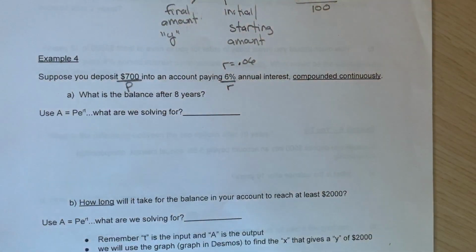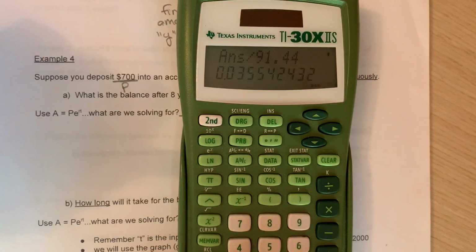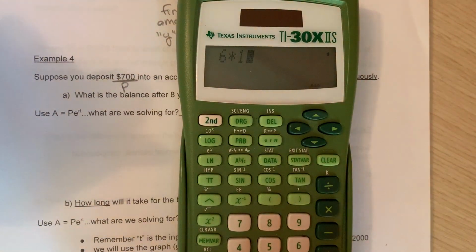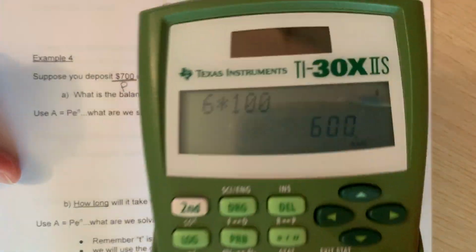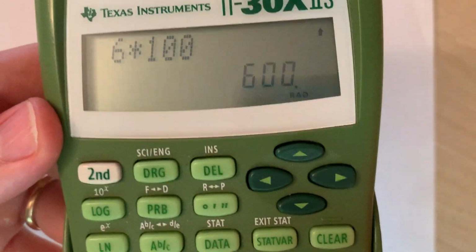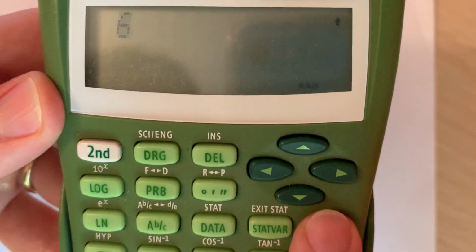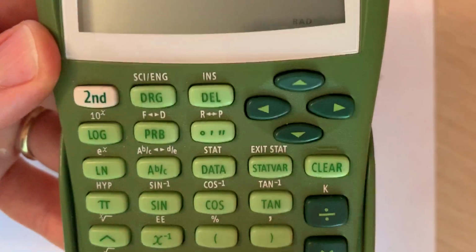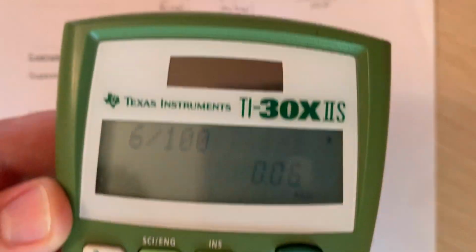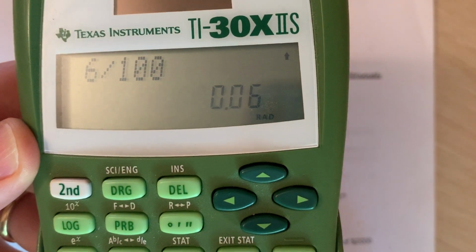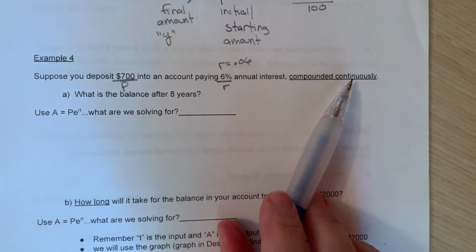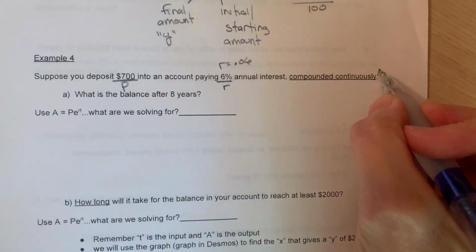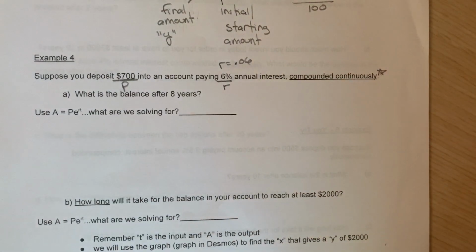I already did the 6. Show you here. 6 divided by 100. Yeah, I did times. Clear that. Okay, I'm going to make all the mistakes you guys shouldn't. 6 divided by 100, 0.06. Remember, you cannot do math on a percent. You have to turn it into a decimal. There's my magic words that tell me I need to use the PERT formula.